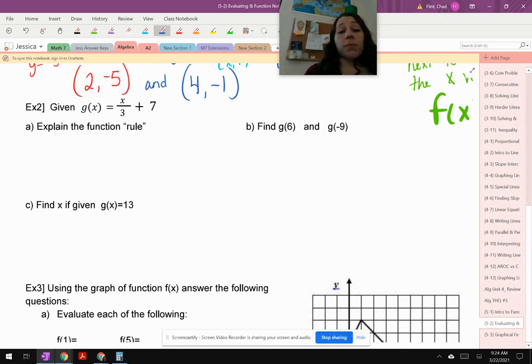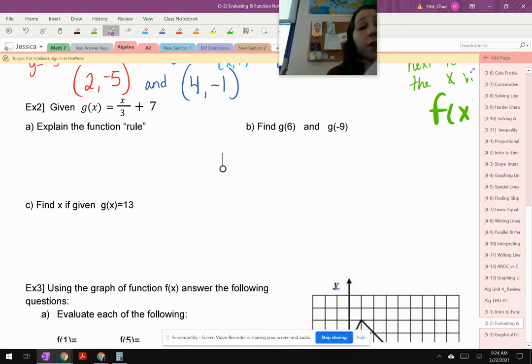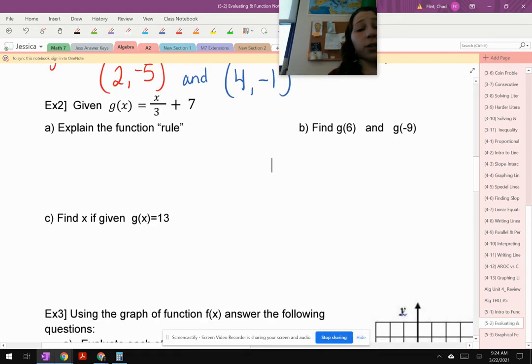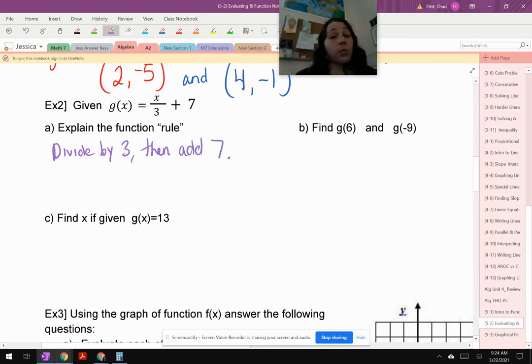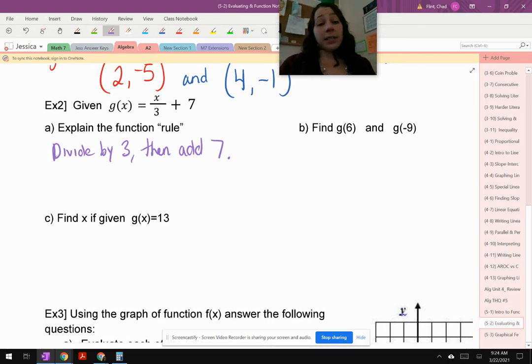So if I plugged in something for x, what would I do to it? What would be the first thing I do in order of operations? Well, I would do the division from that fraction bar, then the addition. So the function rule in this example is simply to divide by 3, then add 7. No matter what x is, whatever we plug in there for x, every single time we're going to divide it by 3 and then add 7 to find the output, or to find the y value.